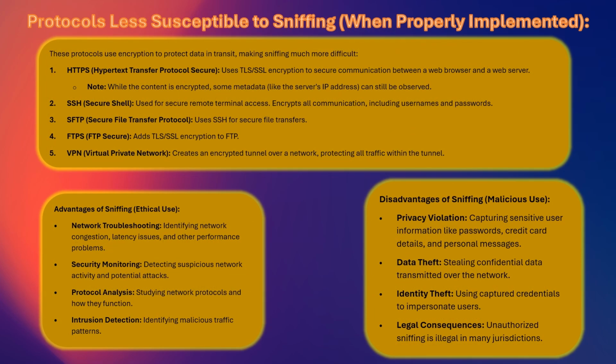Protocols less susceptible to sniffing. Encrypted protocols help secure network traffic. 1. HTTPS encrypts web communication using SSL/TLS. 2. SSH secures remote access. 3. SFTP/FTPS encrypts file transfers. 4. VPN creates an encrypted tunnel to protect all network traffic. Using these protocols minimizes the risk of data interception.